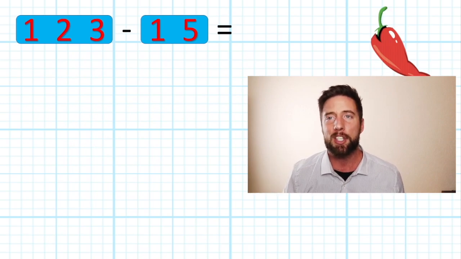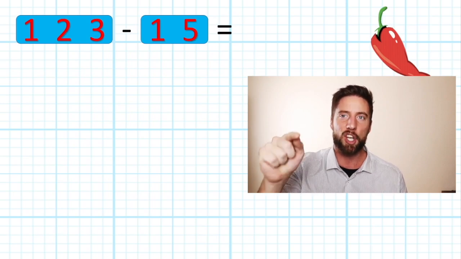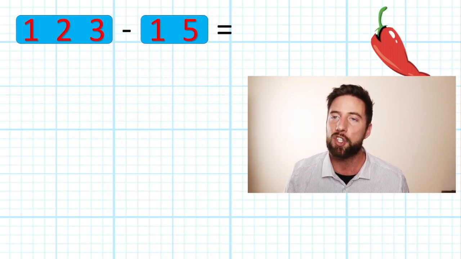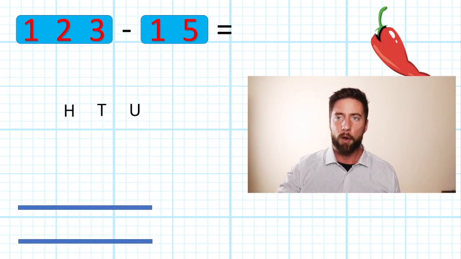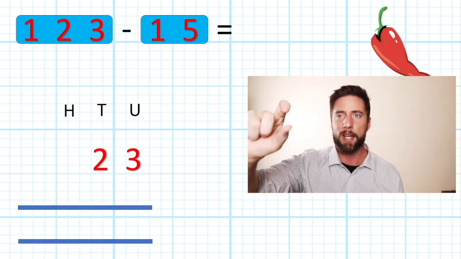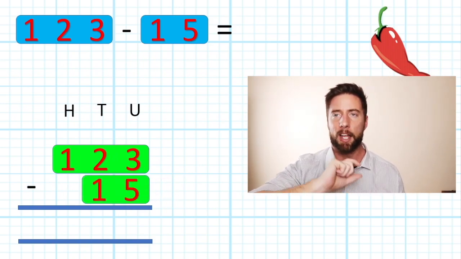Now you are thinking to yourself, I can read your mind, you are thinking, that is just as easy as before. Well, let's check it out, okay? Let's put it back into our columns like we know how to now. 123, subtract 15. I've written it out perfectly. Draw my answer lines. Fantastic.